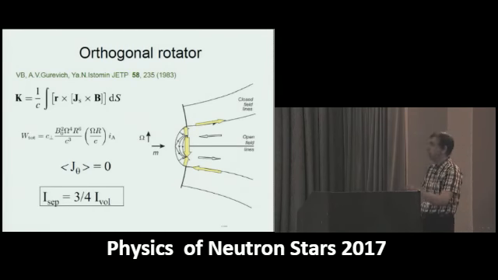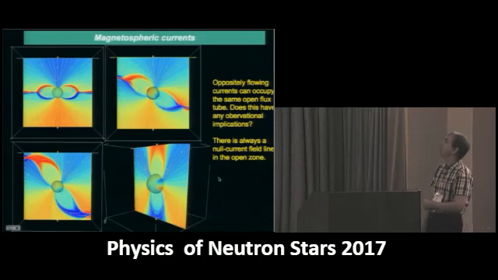And the prediction was that in this case, it's necessary to have separatrix currents flowing in the opposite direction. For the simplest case, when the shape of the polar cap is a circle, the total current flowing along the separatrix is to be 3/4 of the total volume current flowing in the orthogonal rotator. And it's very interesting that this separatrix current was obtained by numerical simulation.